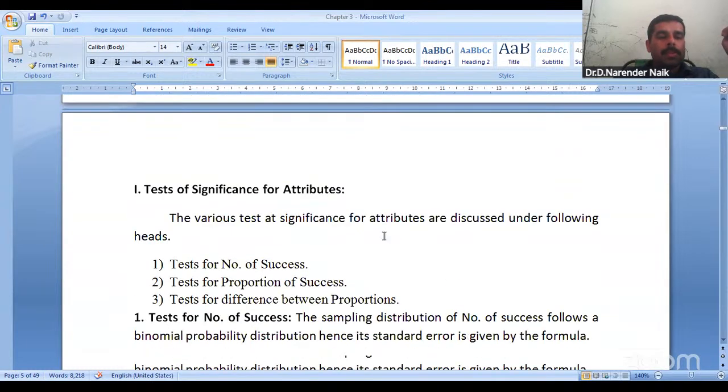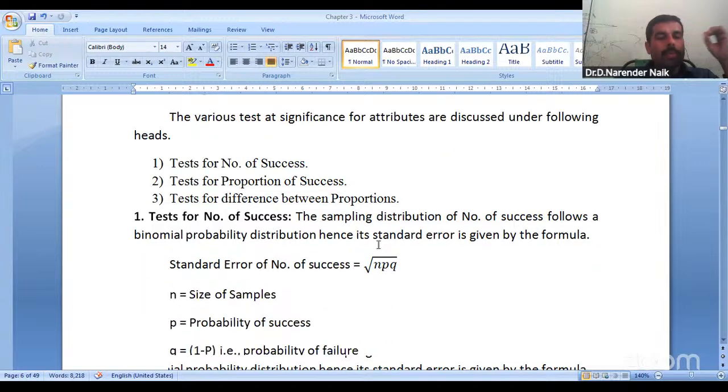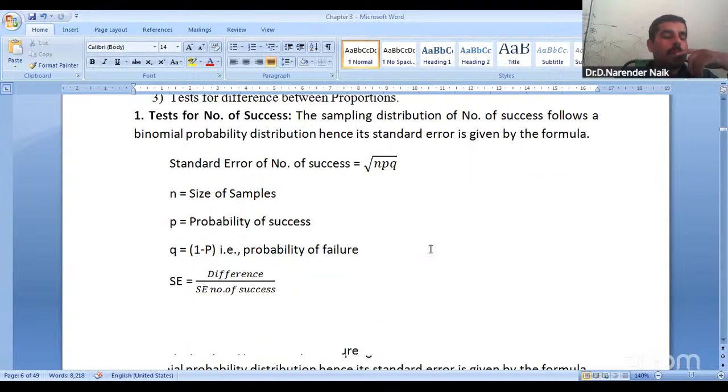Test of significance for attributes: the various tests of significance for attributes are discussed under the following heads. That is test for number of success, test for proportion of success, test for difference between proportions. So test for number of success. The sampling distribution of number of success follows a binomial probability distribution. Hence, the standard error is given by the following formula. So this is the formula.